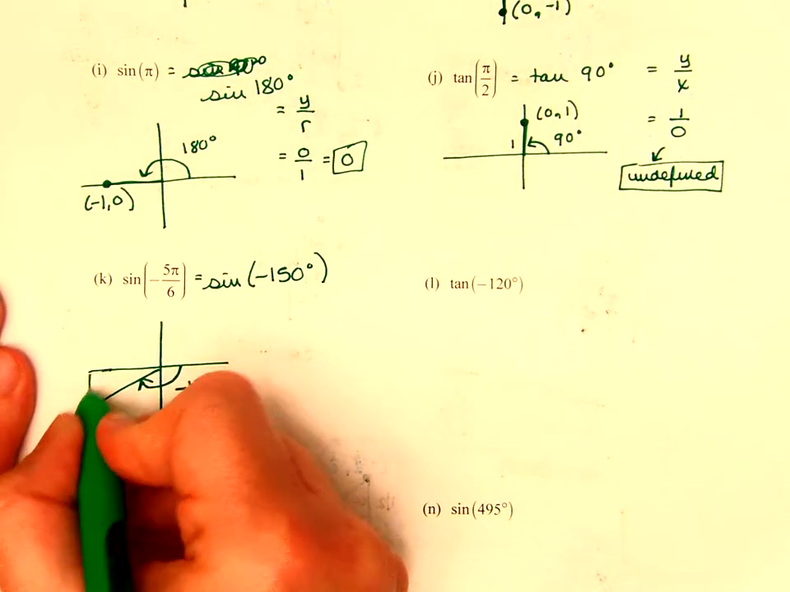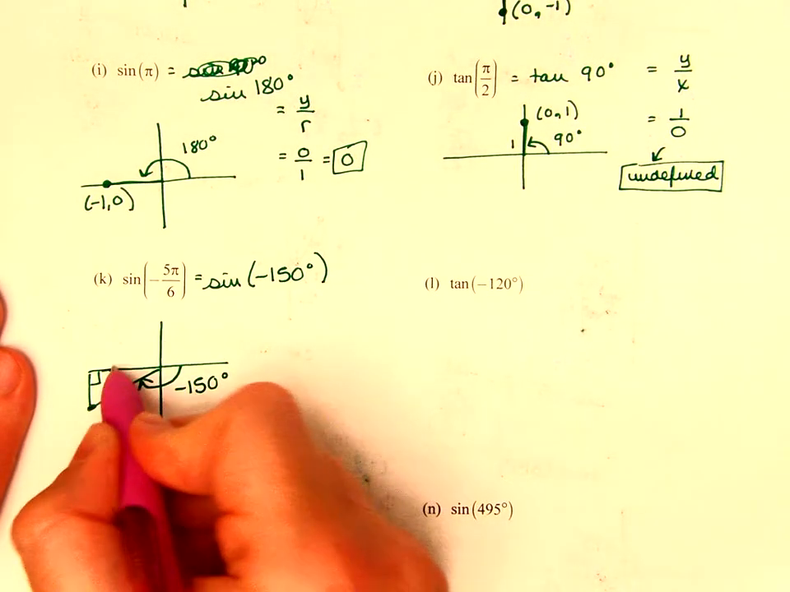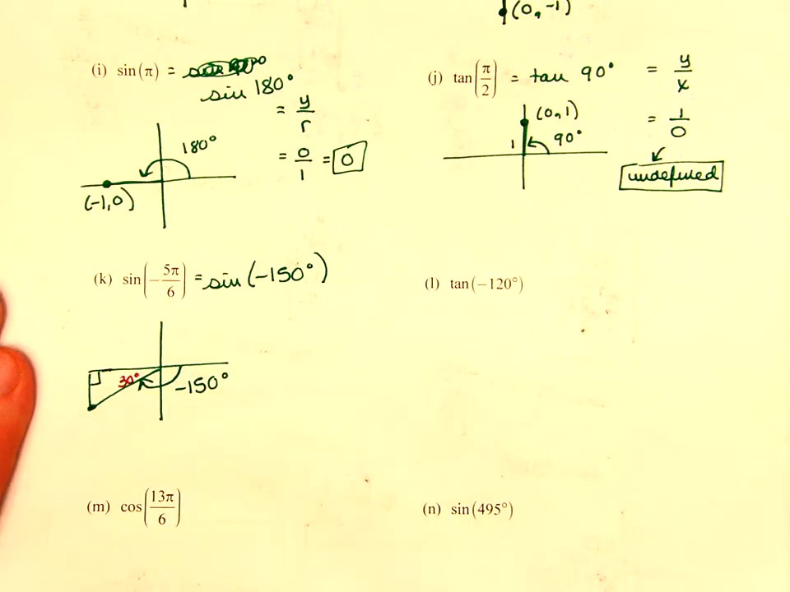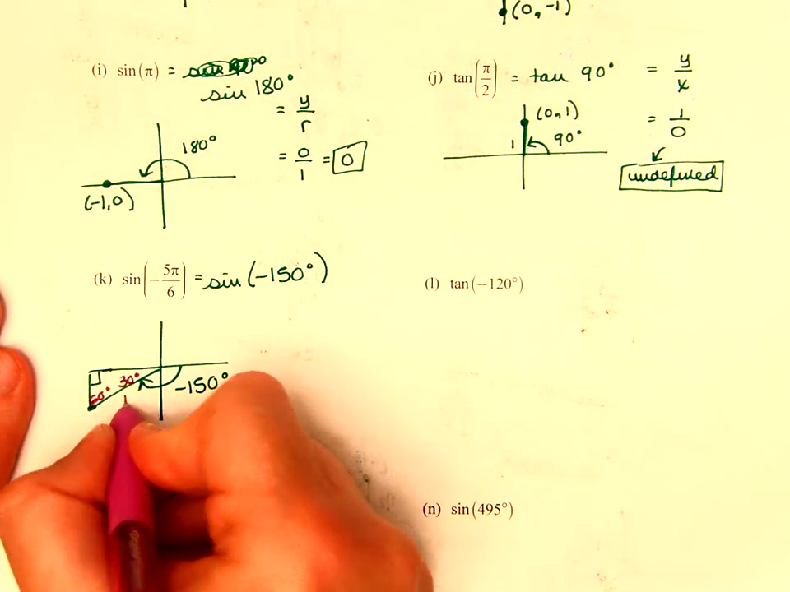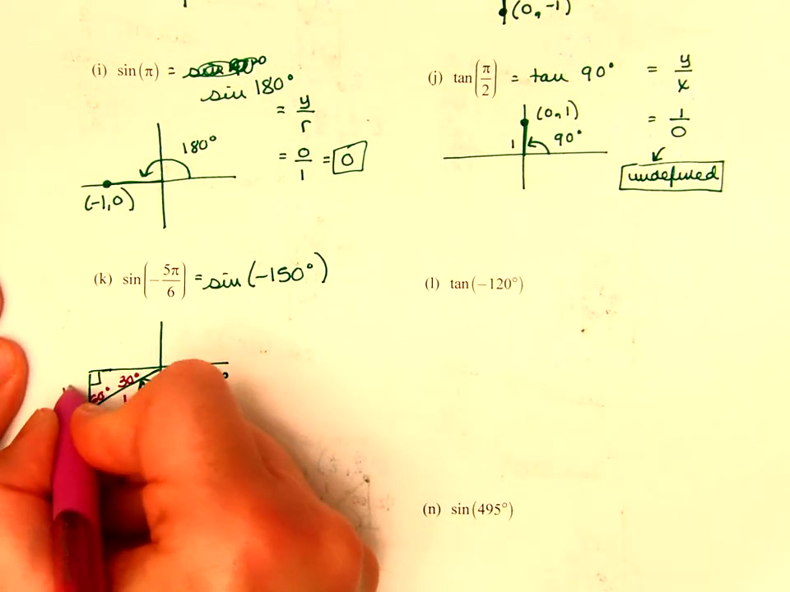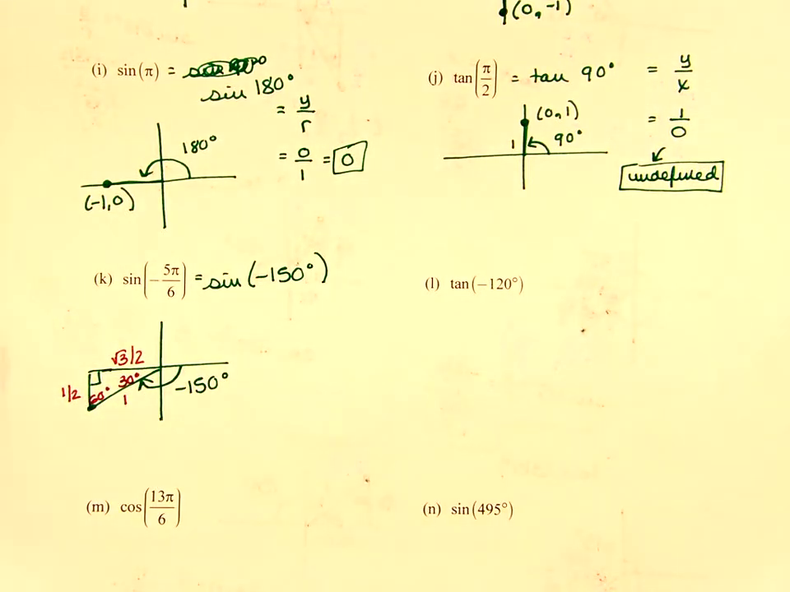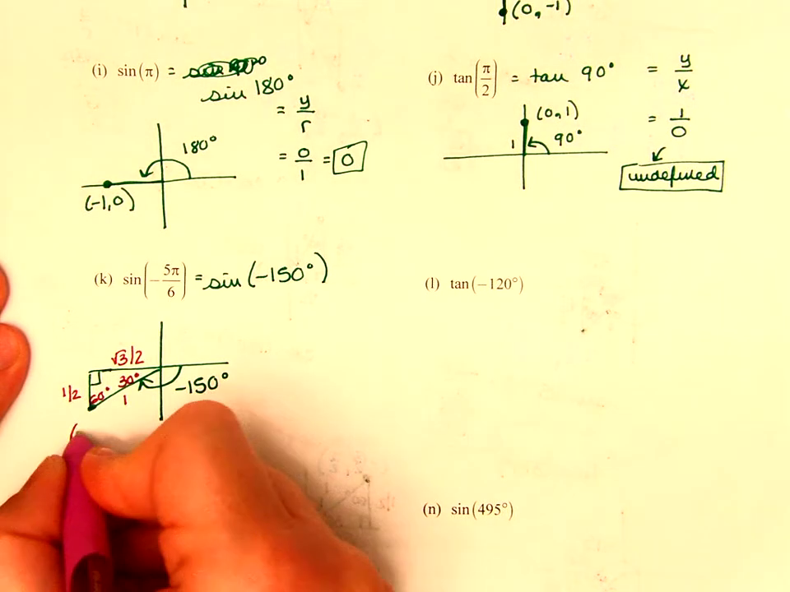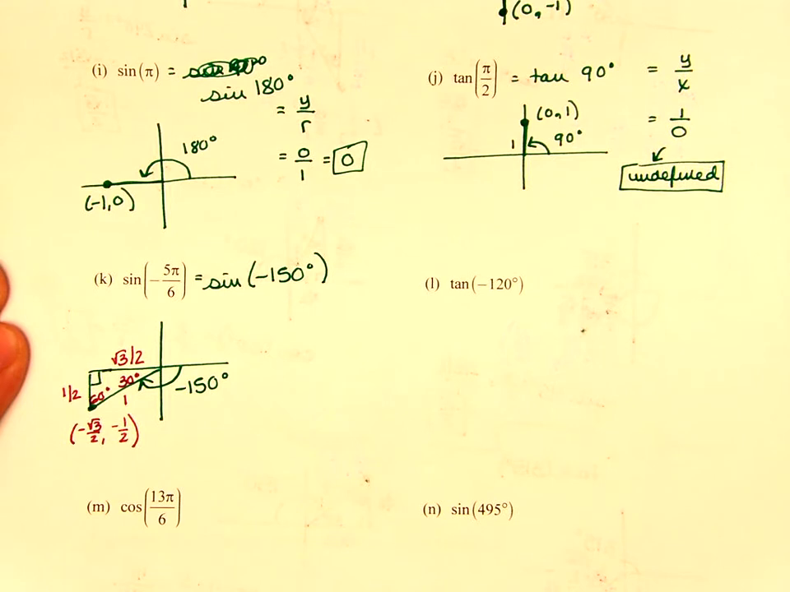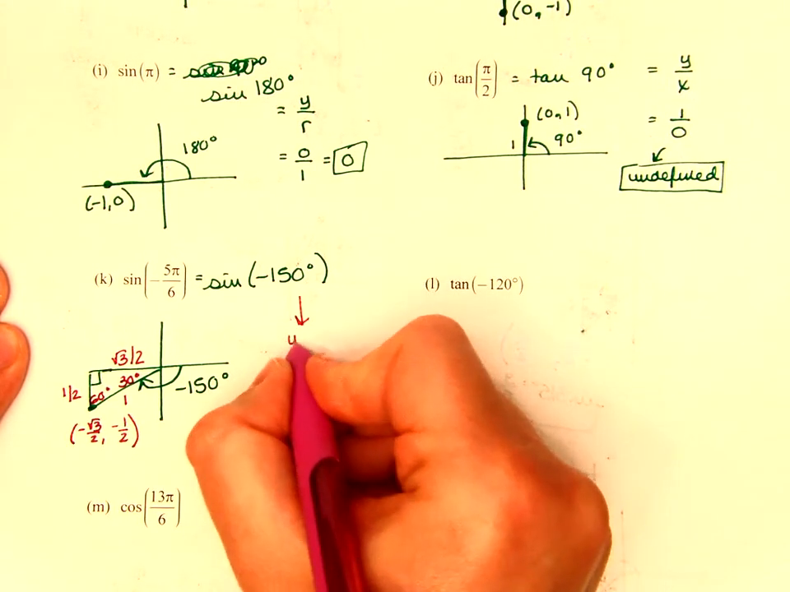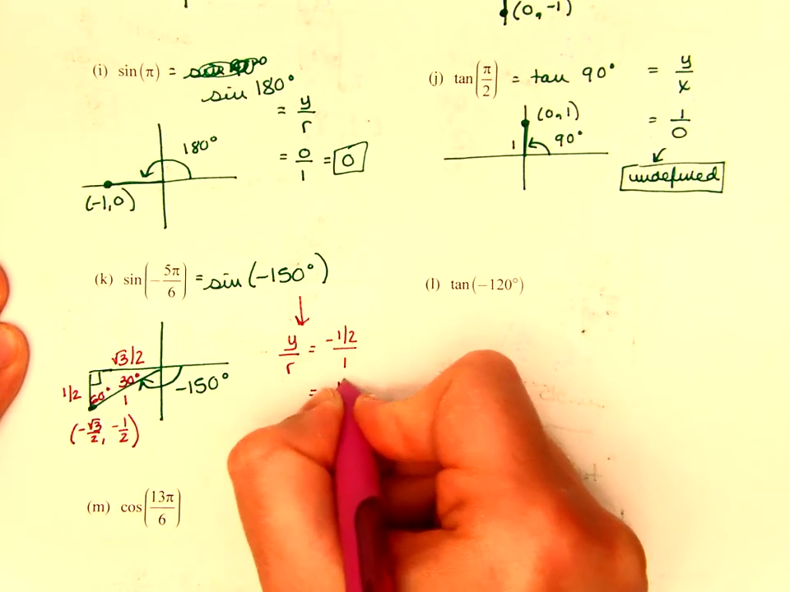Okay, well, I've got my right triangle. To get from -150 to -180 is 30 degrees, so I'm going to put a 30 over there. I'll put a 60 over there. My hypotenuse is 1. What's across from 30 is a half. What's across from 60 is √3 over 2. Coordinates over here, -√3 over 2, -1/2. Sine is the y over the r. So I'm going to do -1/2 over 1, or -1/2.